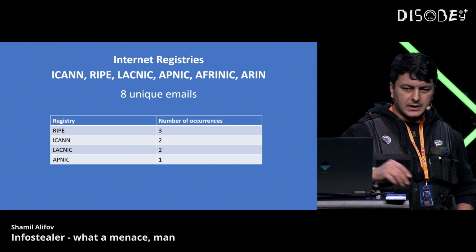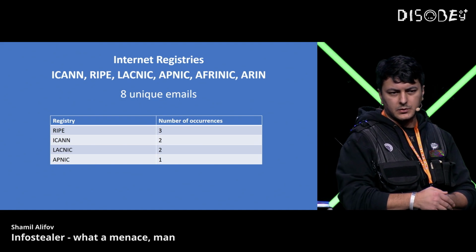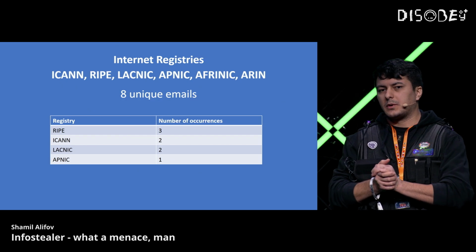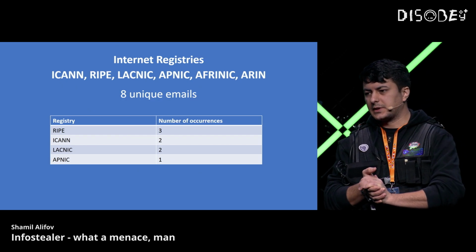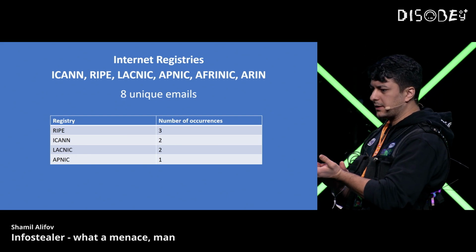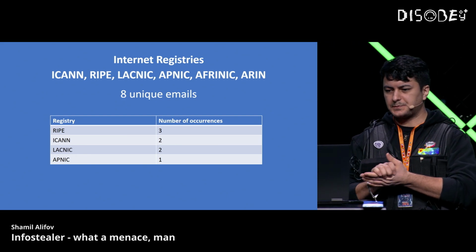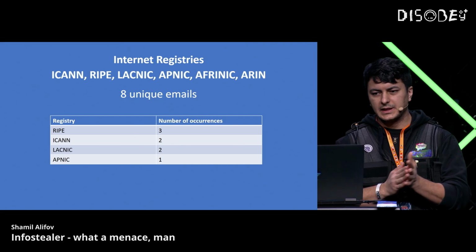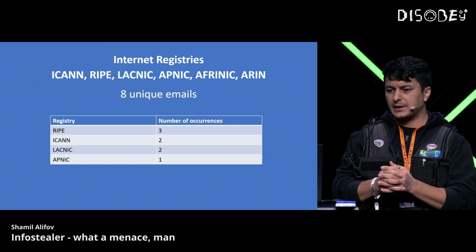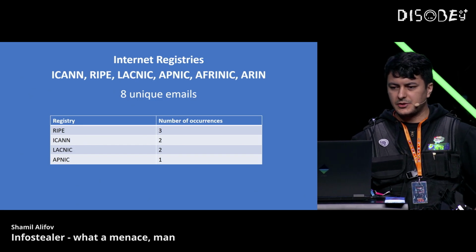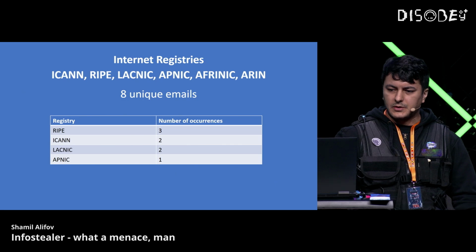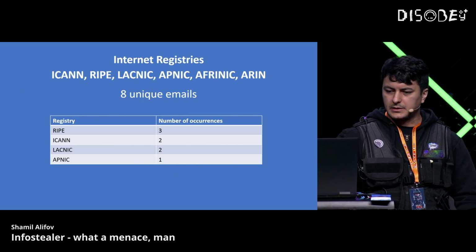Next, I decided to look at internet registries, because if you remember, there was news that someone grabbed the credentials of, was it Orange Spain ISP, and then there were some problems with the networks. So I decided to search for the emails or credentials data from the internet registries, and I found only 8 unique emails. 3 of them being from RIPE, 2 from ICANN, LACNIC, APNIC.